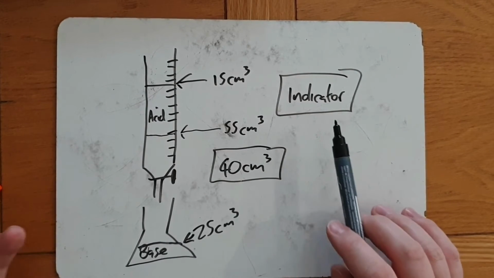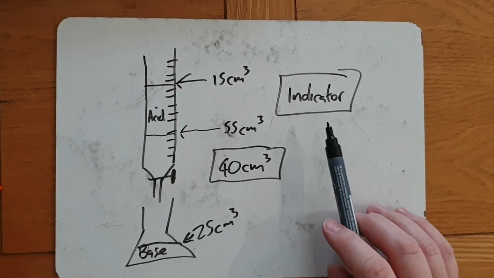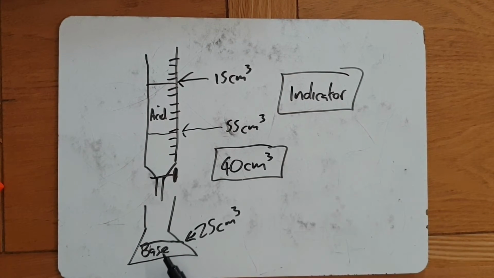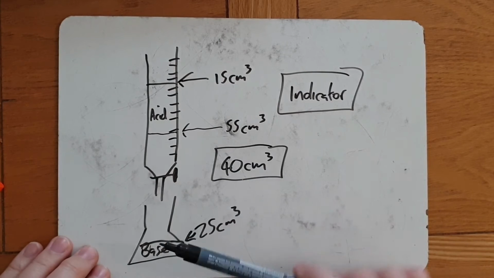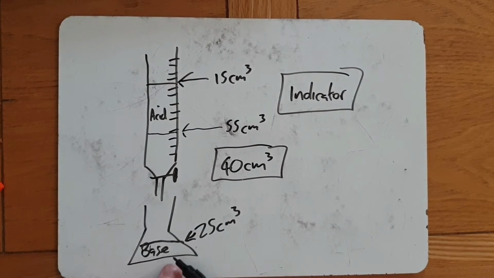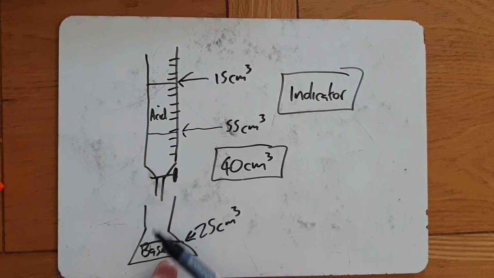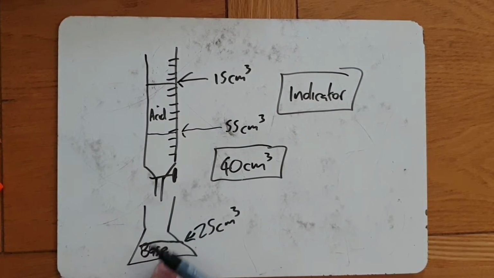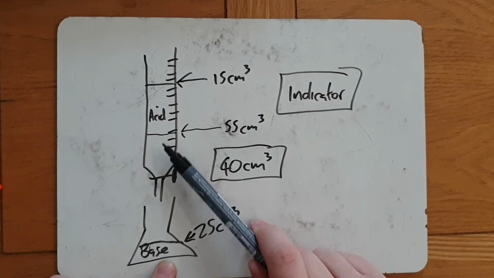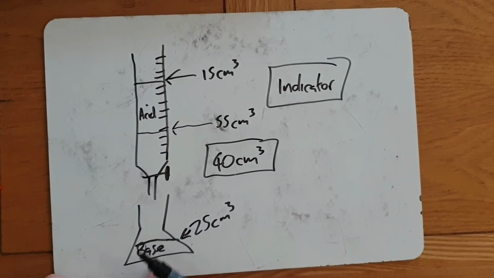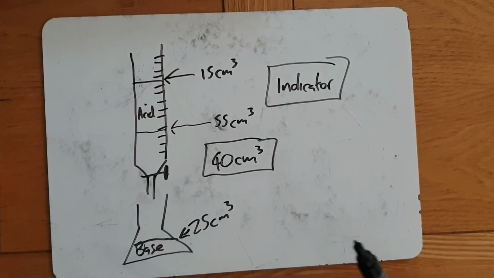Now we don't use universal indicator, which you've probably heard of a lot. It goes red in a really strong acid, then yellow, and then green when it's neutral, and then bluey purple when it's in alkali. The reason we can't use universal indicator: if we put it in here, yes, it would be blue. And then as we drop in acid, it would go from blue to a little bit greeny. And then if we kept adding loads and loads of acid, it would go yellowy, and then red. But it doesn't have a definite endpoint.